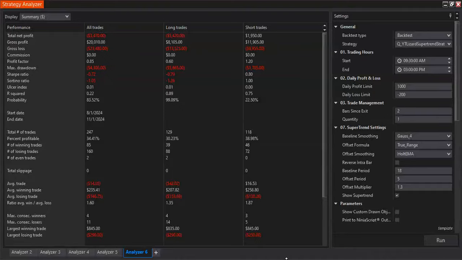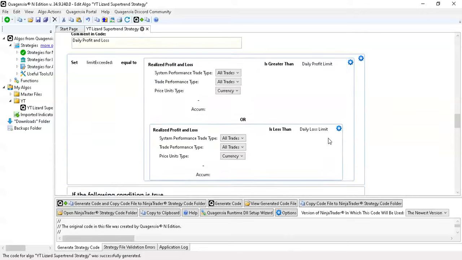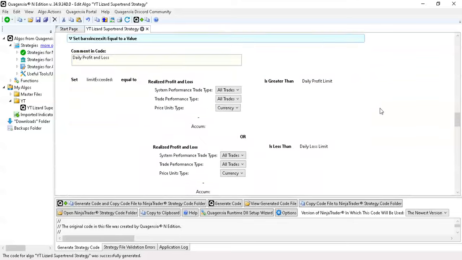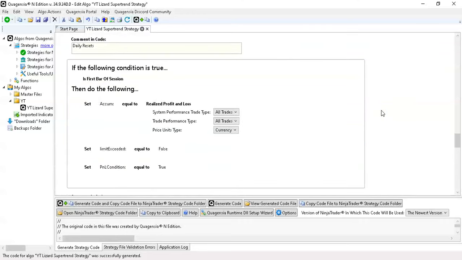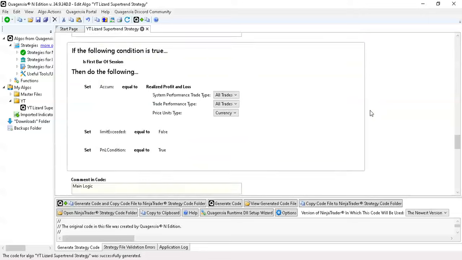And please understand, this is just one way of doing this. Please try and test different things. This is not set in stone. This is just the way that, from me going through trial and error of trying to learn how to set up daily profit and loss within a strategy.